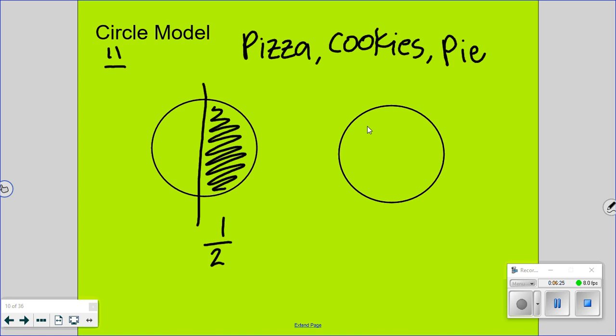So you can do circle models for halves, that's fine. You can do them for fourths. You could even probably get away with eighths. But I'm not a big fan of circle models. They're kind of just like me. I want you to draw another circle.